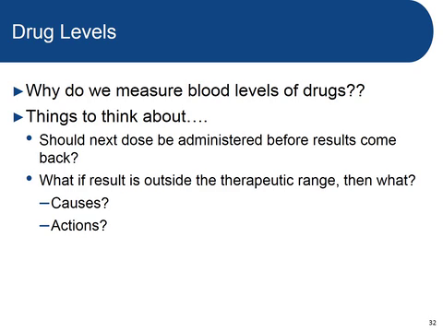But also, if you're administering a medication that you drew a level on, do you need to wait before the next dose should be administered? Should you wait for the results to come back before you give that dose? Sometimes yes, sometimes no. I guess it depends on the patient and the scenario and the medication. What if the result is outside the therapeutic range? Then what? What does that mean? Does it mean that the patient's toxic? Does it mean they got the wrong dose? Why would they be outside of the therapeutic range? What actions would you take?